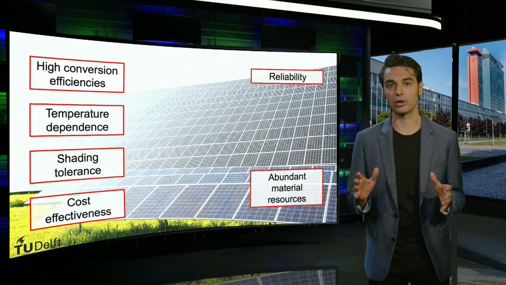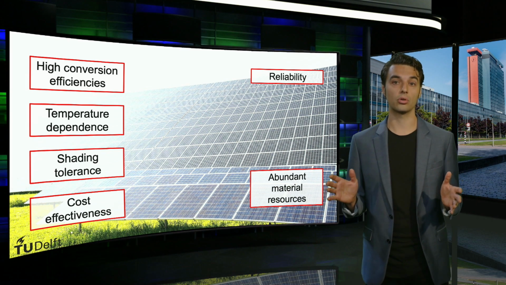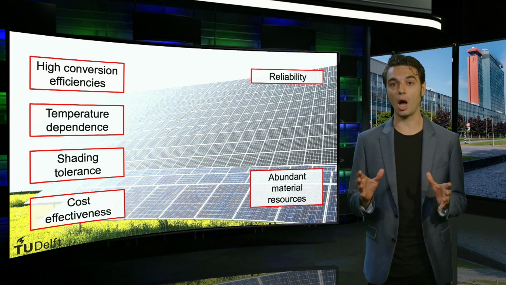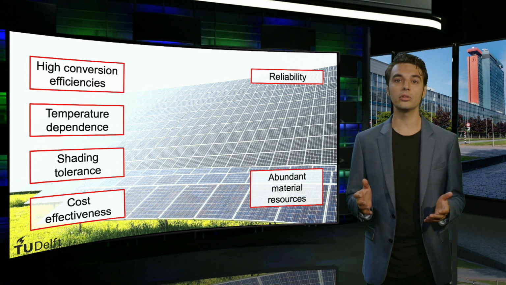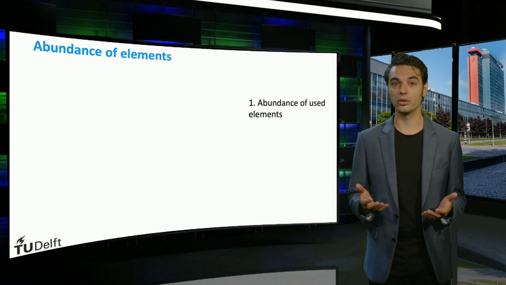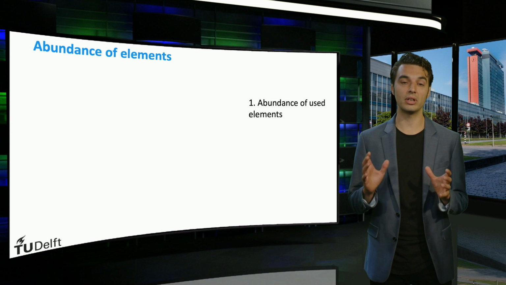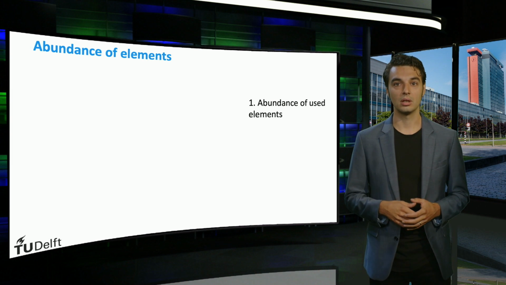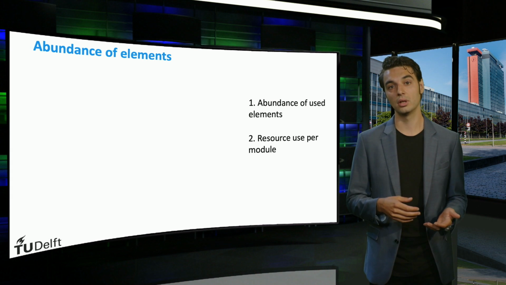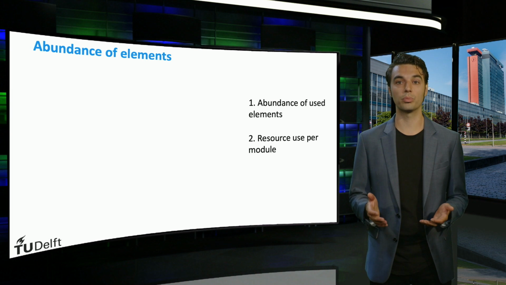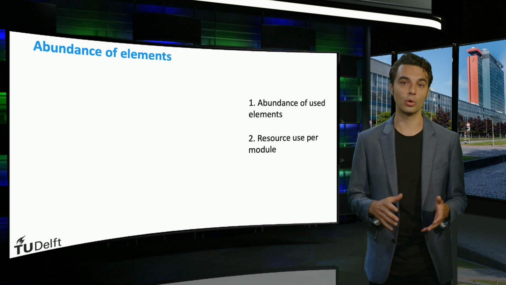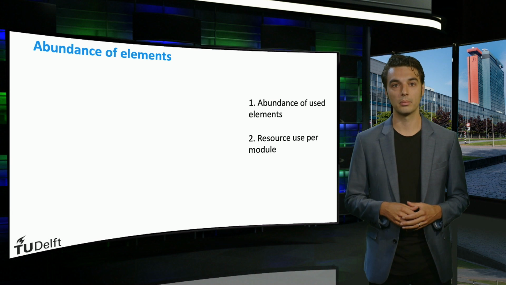There are other metrics, however, that are unrelated to the cost or energy yield of PV. One of these, essential for the upscaling of PV, is the abundance of material resources. The metric of material abundance can actually be split up into three separate metrics. These are 1. The abundance of the individual elements used for PV technology, and 2. The resource used per PV module. These metrics will be addressed in more detail in the next two courses of this program.